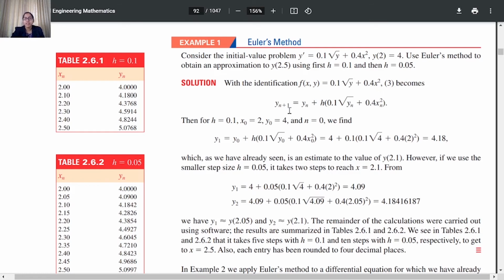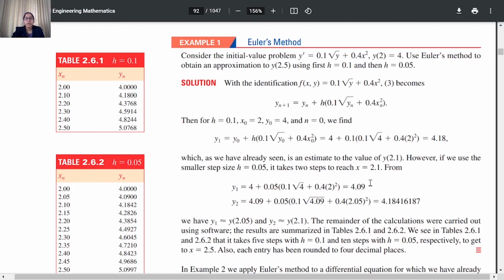Then what will be y_{n+1}? First of all, when n is 0, we have h is 0.1, x_0 is 2, y_0 is 4, so we'll get y1. y1 will be y_0 plus h into f of x_0, y_0, so the value comes out to be 4.18. If we use h is equal to 0.05, we find y1 is 4.09.